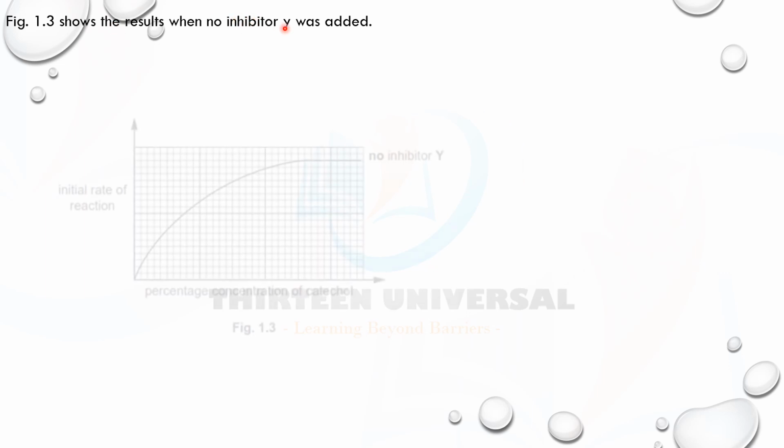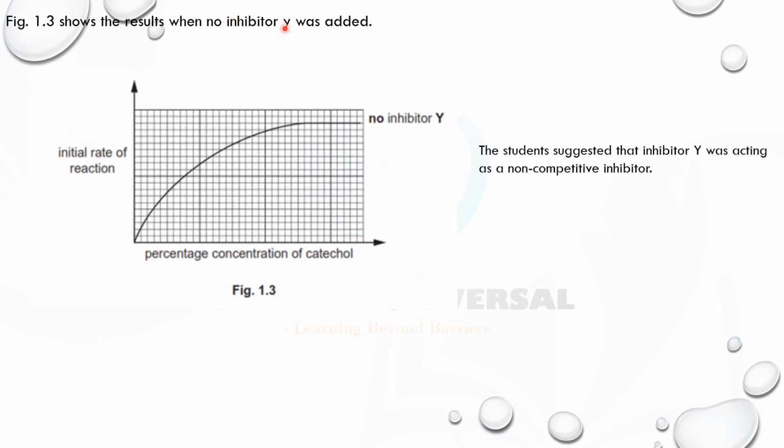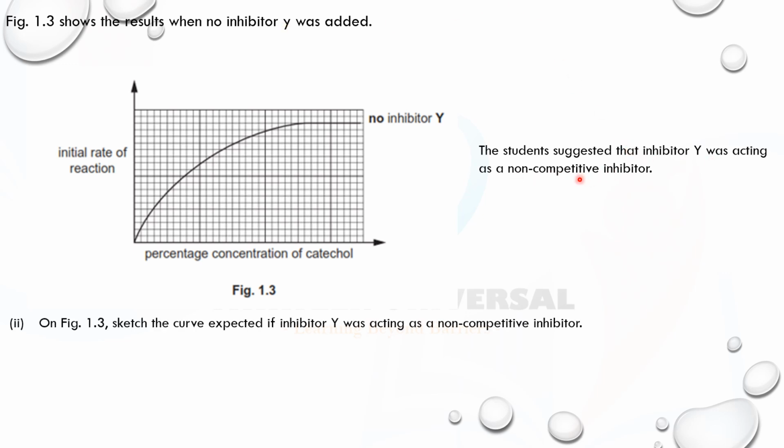Fig 1.3 shows results when no inhibitor Y was added. Okay, all right. The students suggested that inhibitor Y was acting as a non-competitive inhibitor. Okay, it says, show on fig 1.3, sketch the curve expected if inhibitor Y was acting as a non-competitive inhibitor. All right, the knowledge of this topic is very important. So non-competitive inhibitors always lower the rate of reaction from the very beginning. So it's going to lower the rate of reaction.